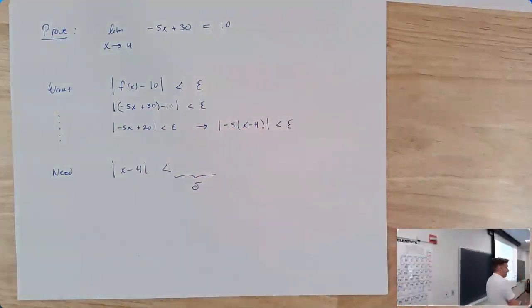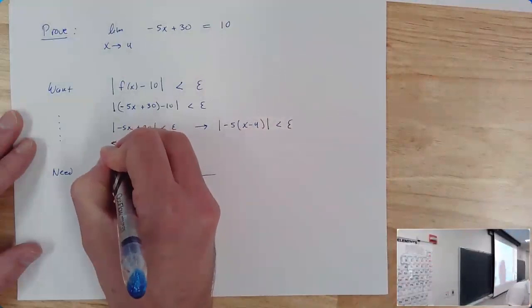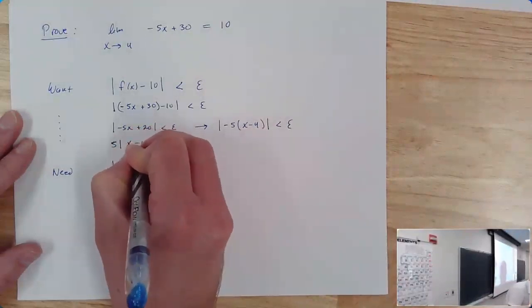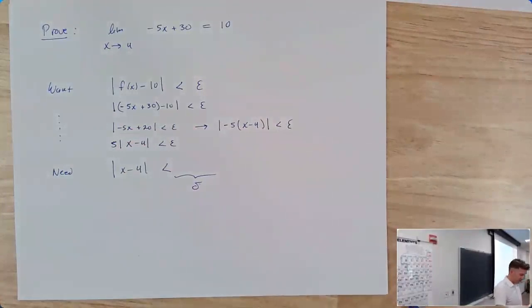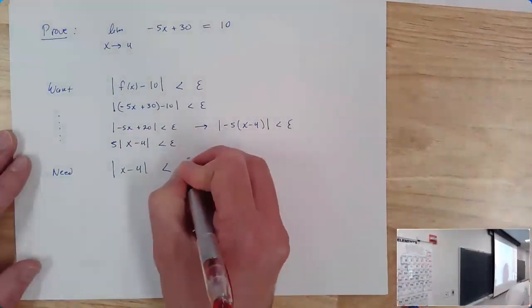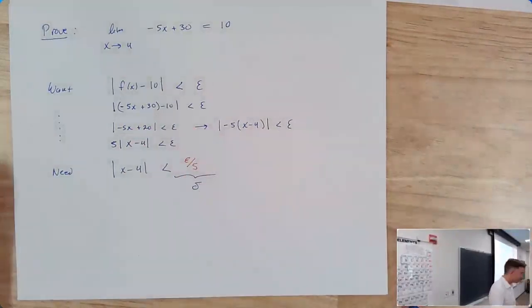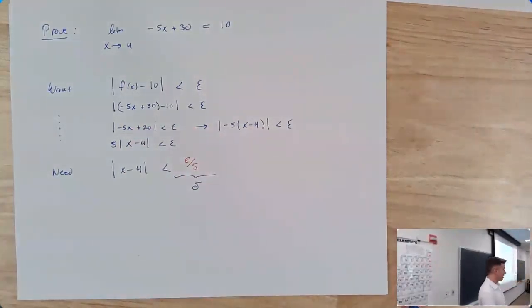And then when the negative 5 comes out of the absolute value, it's going to become positive 5 because the absolute value of negative 5 is positive. This is going to become 5 times the absolute value of x minus 4 is less than epsilon. And then finally, we divide both sides by 5 to get epsilon over 5. That is our candidate for delta. That is our delta.